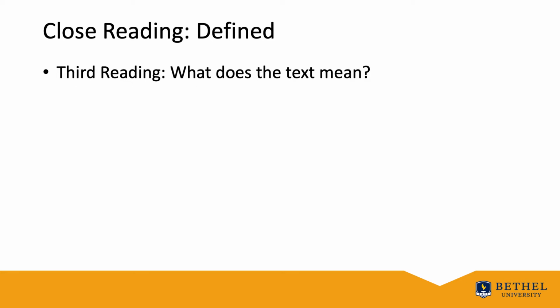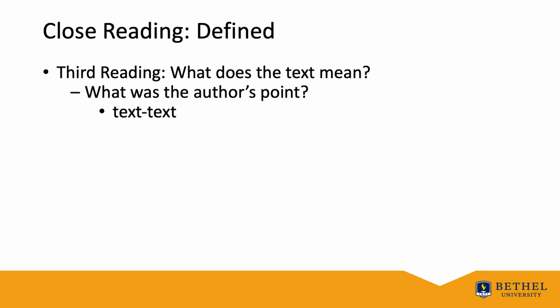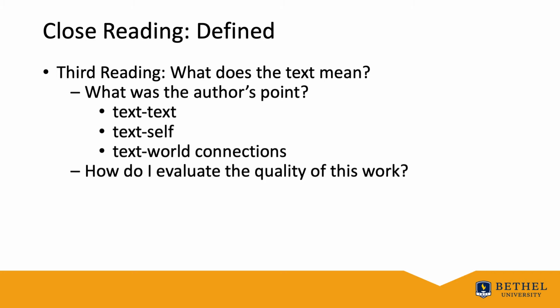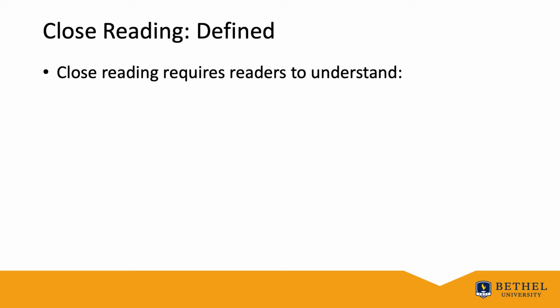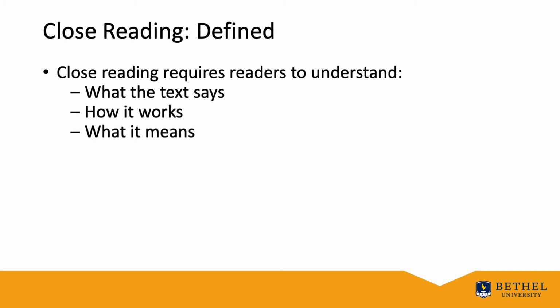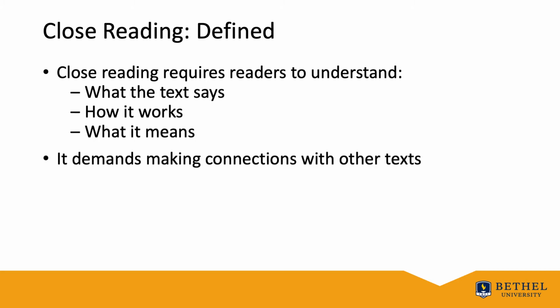Now, the third reading focuses on what the text means. This might include author's point, text to text, text to self, text to world connections, and an evaluation of the work's quality. When students deeply understand what a text says and how it works and what it means, they are then well positioned to critically evaluate it. Close reading requires readers to understand what the text says, how it works, and what it means, as we've just noted. It demands making connections with other texts and exploring a text's value or quality.